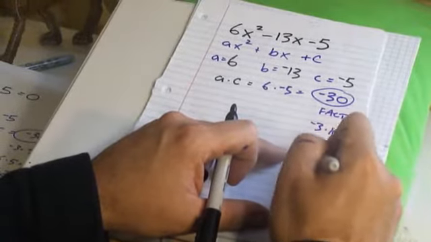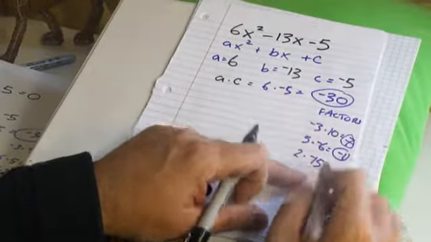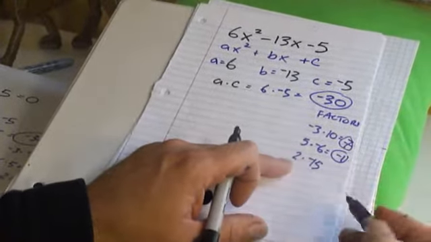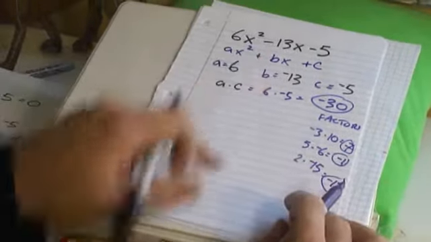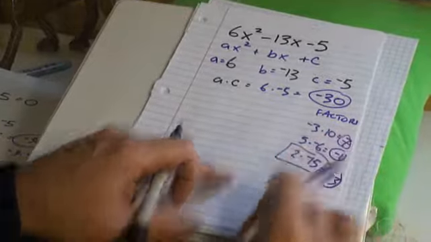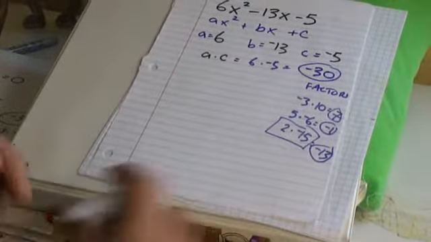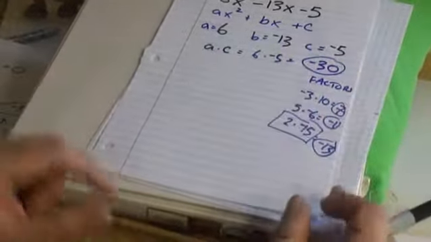How about 2 times negative 15? Well, bingo, those are factors of negative 30. They add up to negative 13, and that's what the B term is. So that's what we're looking for. These are the factors right here: 2 times negative 15. That's the key to setting this up for factoring.